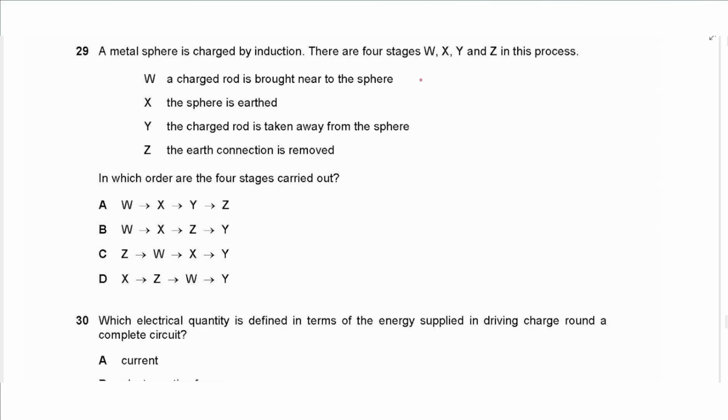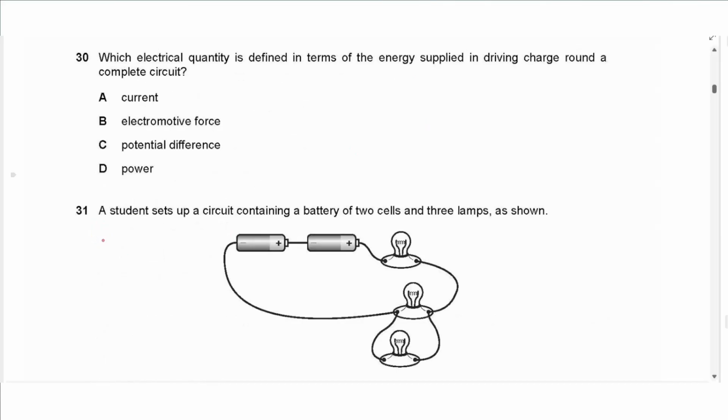So the normal arrangement would be we bring the charged object first, then we earth the metal by connecting it to the ground, and then we remove the earth connection, then we remove the charged object. So this is the arrangement. So in order of the 4 stages, we need to start with W and we need to end with Y. So we choose B. Question 30 says which electrical quantity is defined in terms of the energy supplied in driving charge around a complete circuit?